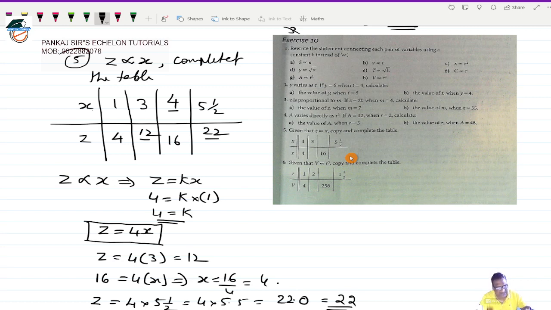Let us check the answer behind. Thankfully the answer for this question is given. So for 3x, Z is 12, that's correct. And for Z 16, X is 4, that's correct. And for X 5.5, that is 22. That's absolutely correct. Okay, so let us go for the sixth one.